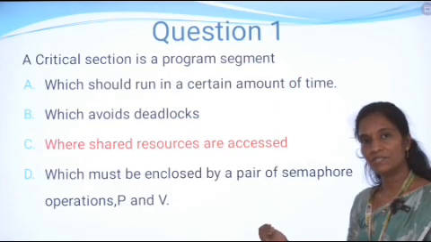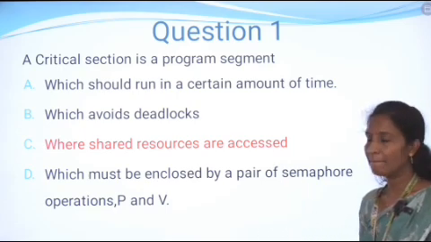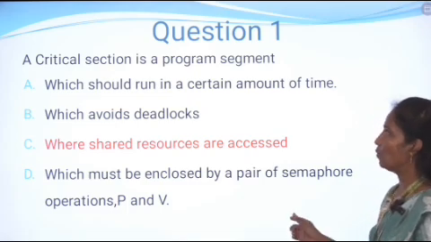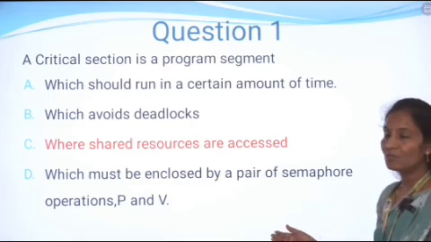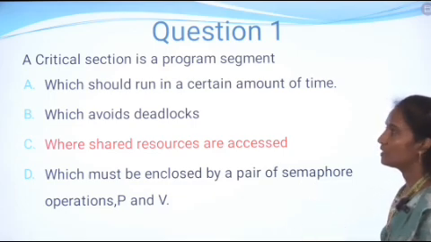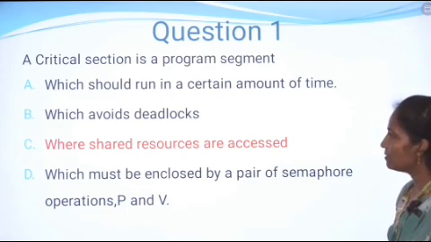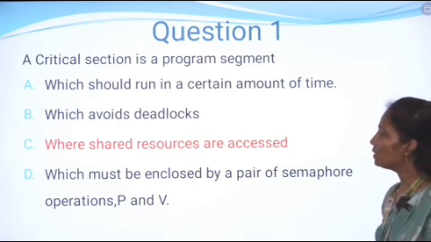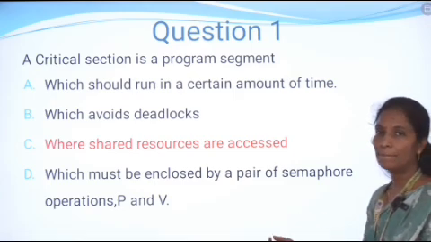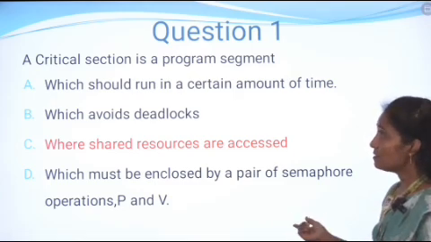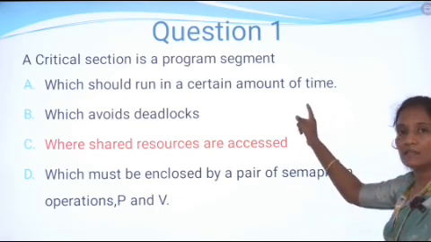Next comes the question section. Here the first question is about the critical section. A critical section is a program segment, and the options given are: which should run in a certain amount of time, which avoids a deadlock, where shared resources are accessed, which must be enclosed by a pair of semaphore operations P and V. The first one is it should run in a certain amount of time.